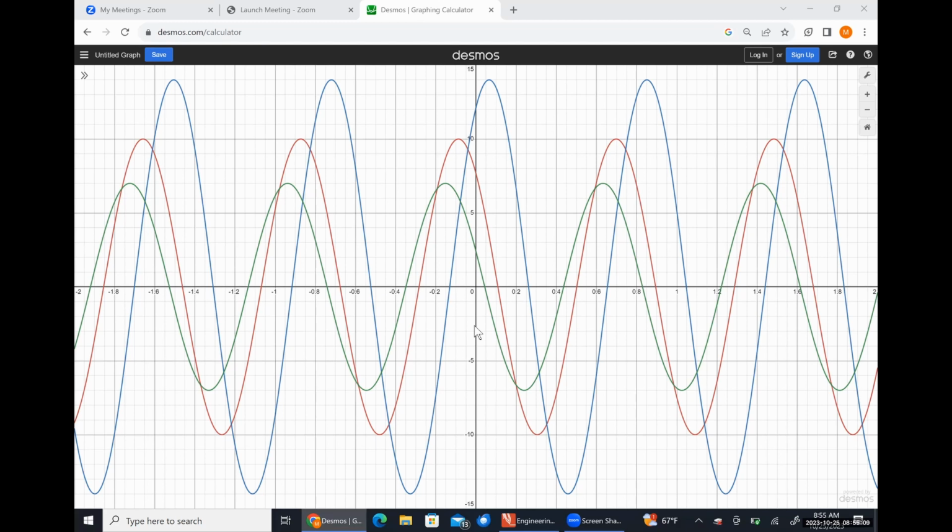We could say that our red signal leads our blue signal, but lags our green signal, because its peak value occurs earlier in time than that of the blue signal, but later in time than that of the green signal. So that's all that leading and lagging really means. Whichever one hits its peak value in time first is leading everything else. Whatever hits its peak value in time last is lagging everything else.